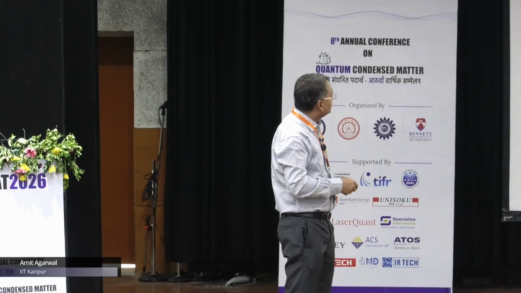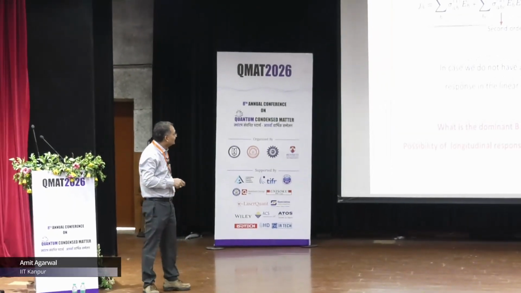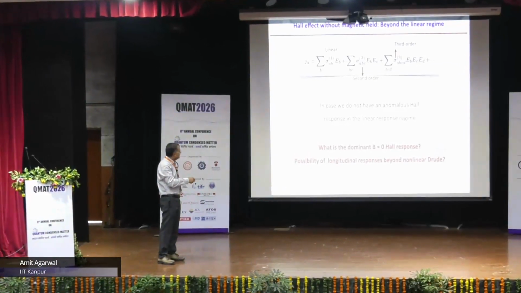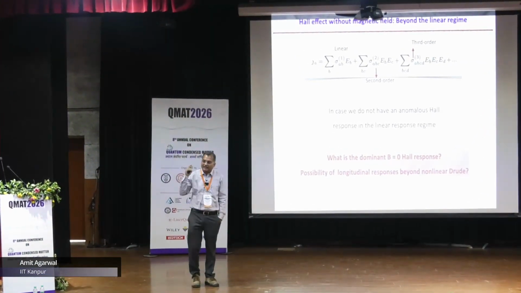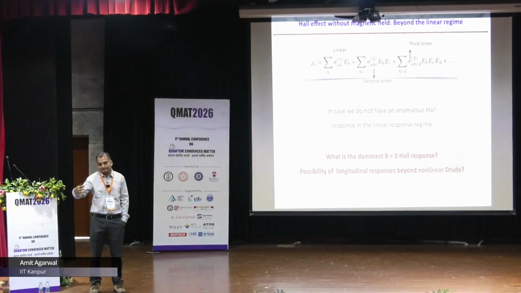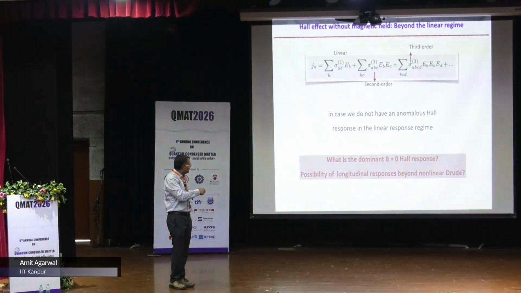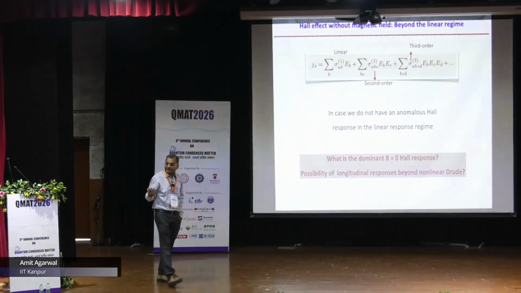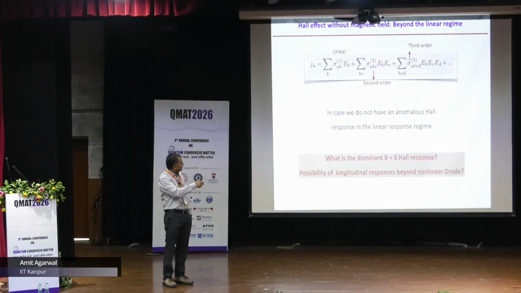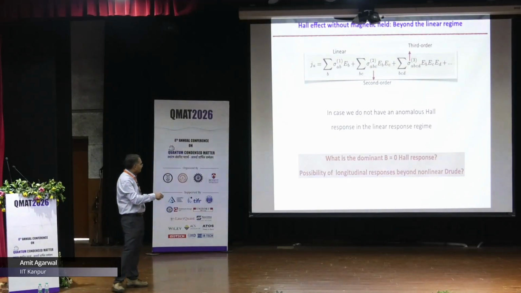Okay. So let's come to a specific problem. This was a broad overview, now a specific problem. I have linear, second order, third order responses we can have. Let's say I have a time reversal symmetric material, a material which does not intrinsically have any magnetism, either ferro or anti-ferro. Then what is the dominant transverse response in the system? If you ask this question, then first order is not allowed. Maybe second order we can start having a Hall response. And that is what we were looking for.